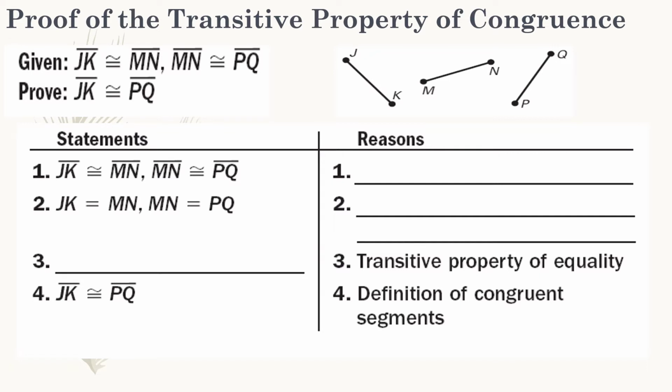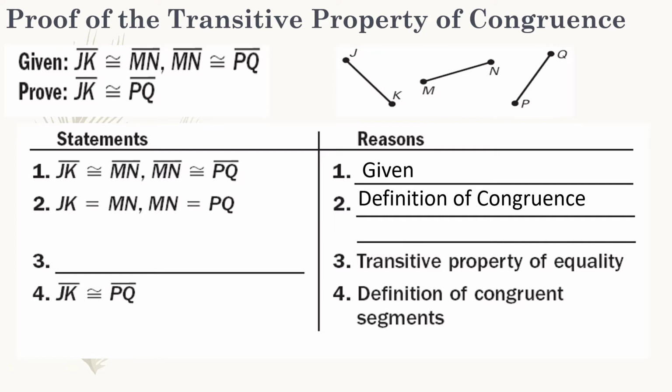So our first reason to go with the statement is always the given. So JK is congruent to MN and MN is congruent to PQ because that is given to us in the top part of this question. JK is equal to MN and MN is equal to PQ, if you're looking at your reference sheet, because of the definition of congruent. So basically anything that is congruent to another thing is also equal to that other thing.